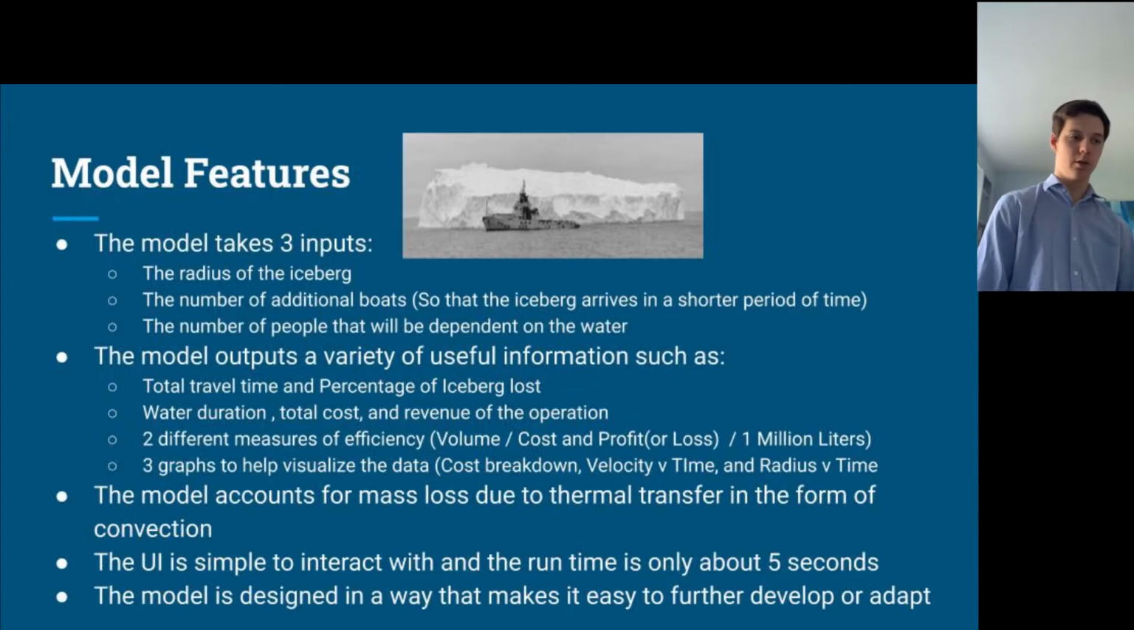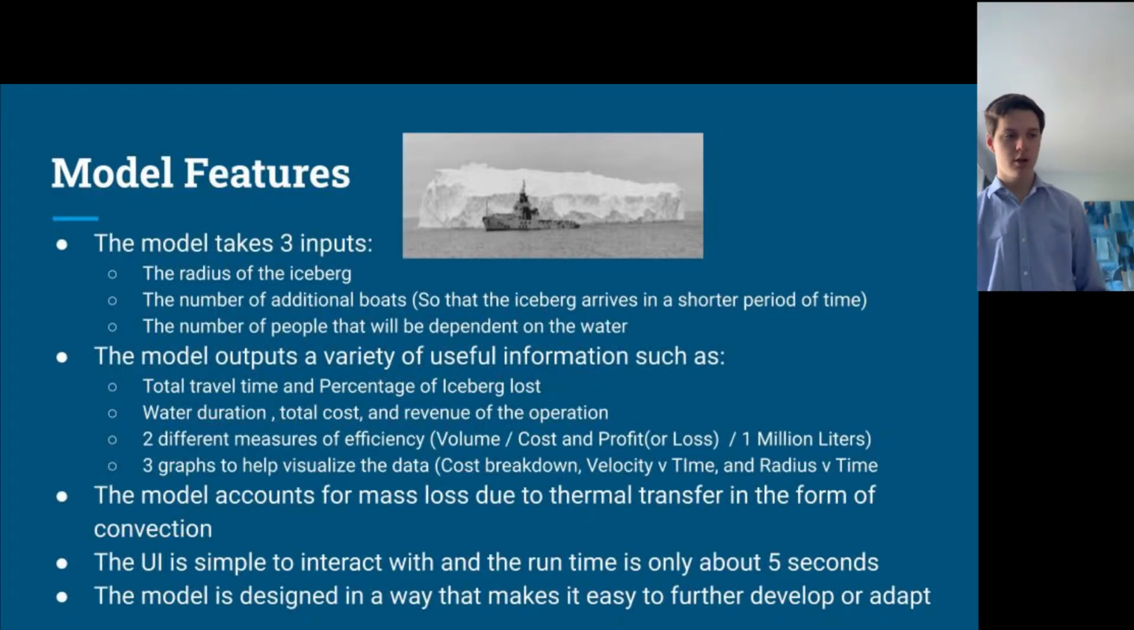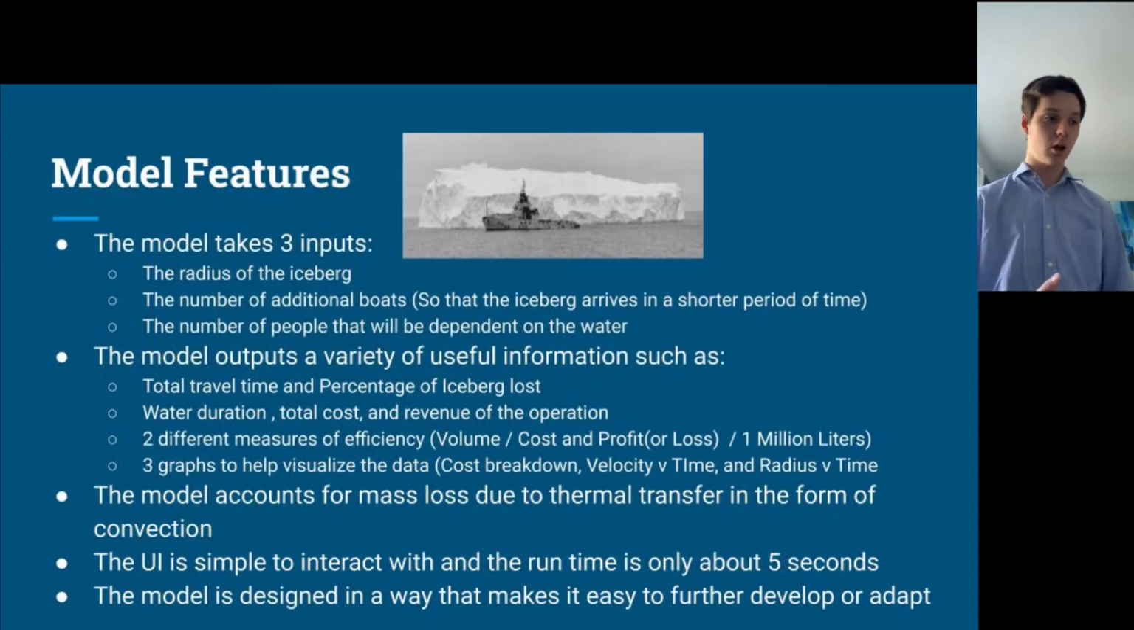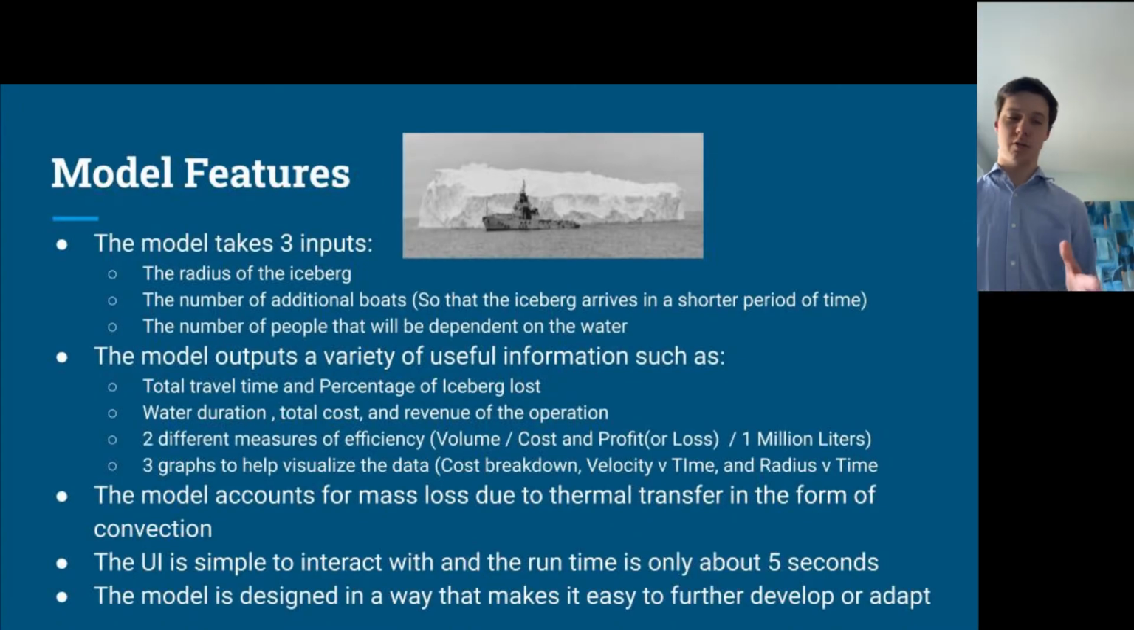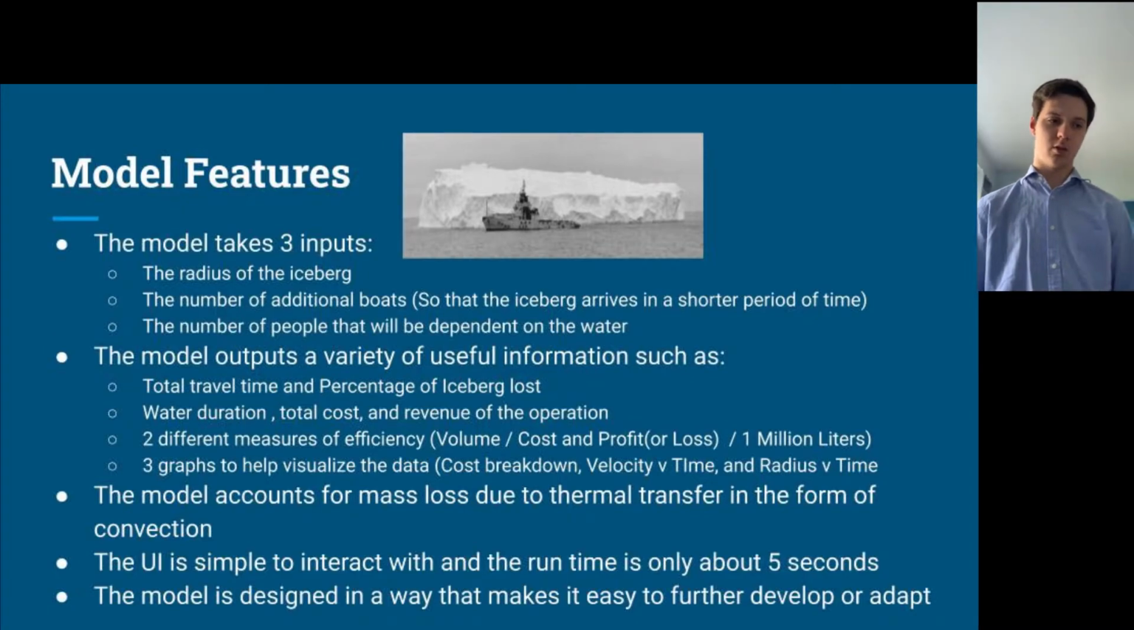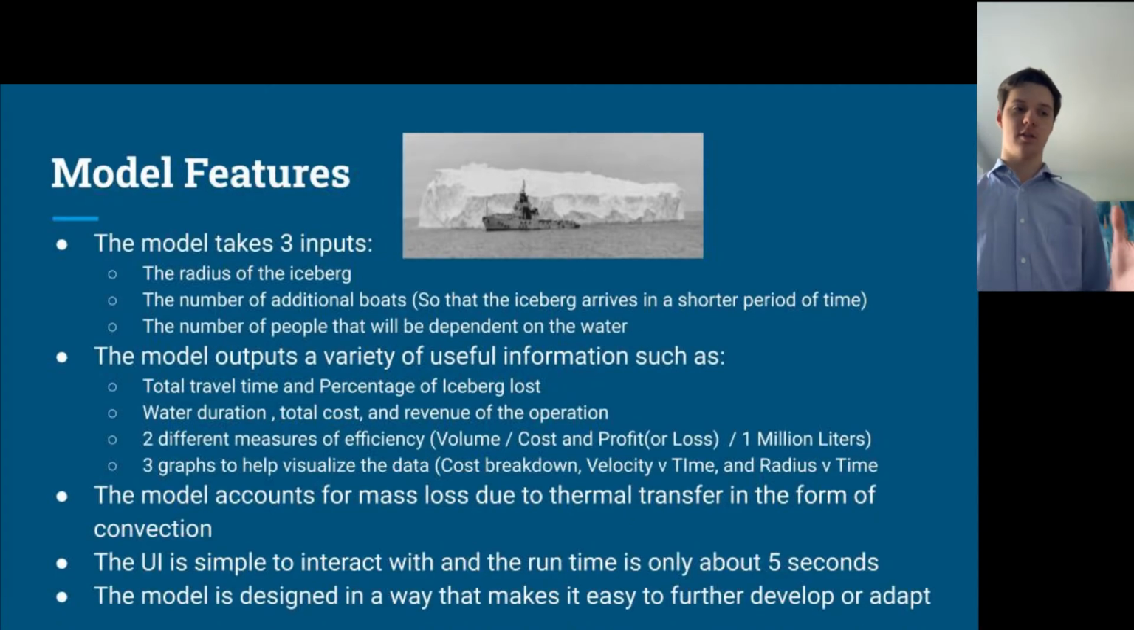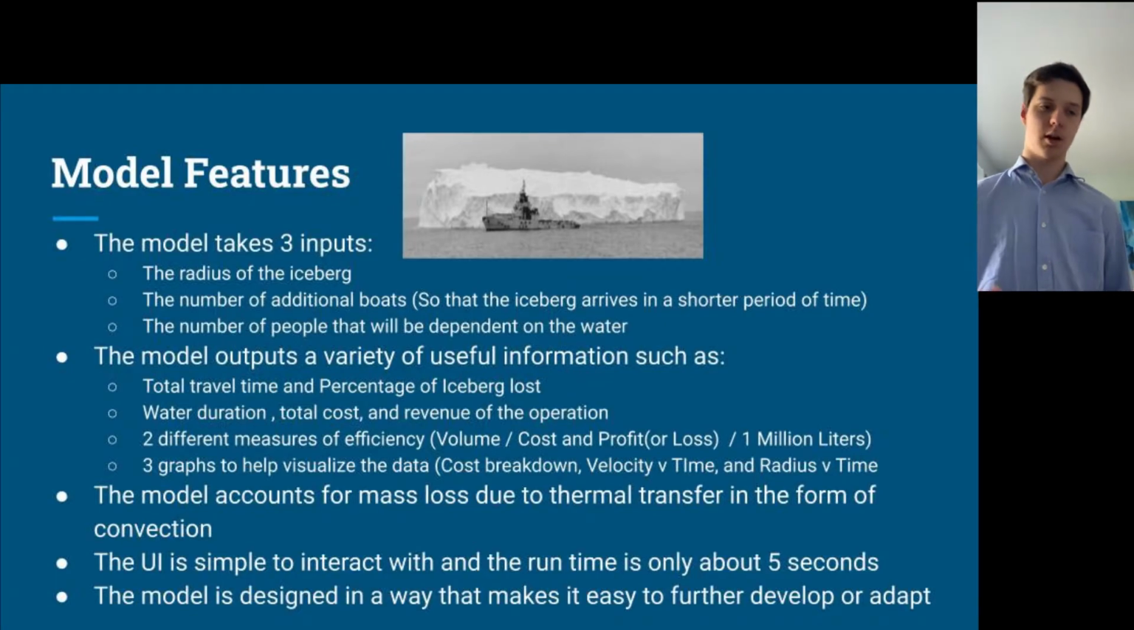The model also outputs a variety of different useful information, such as the total travel time, the percentage of the iceberg lost, the water duration in the destination, and the total cost and revenue of the operation. Then it outputs two different measures of efficiency: volume per cost, and profit or loss per 1 million liters of water sold. Finally, the model outputs three different graphs to help visualize the data. It outputs a pie chart, which shows the cost breakdown, and then two charts that are more related to physics, which are the velocity versus time and the radius versus time graphs, just to show what is physically happening to the iceberg over time.